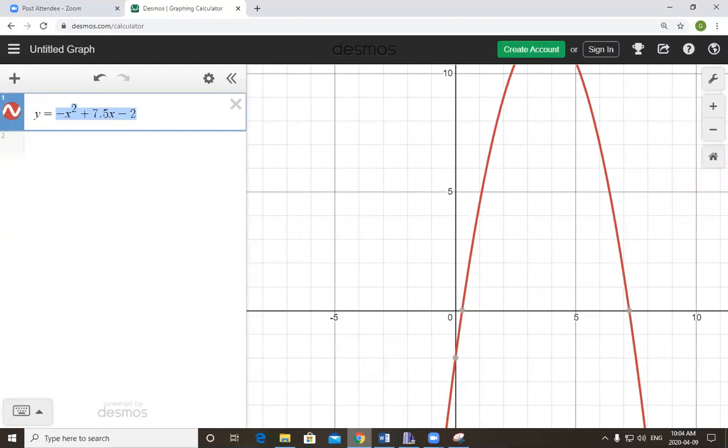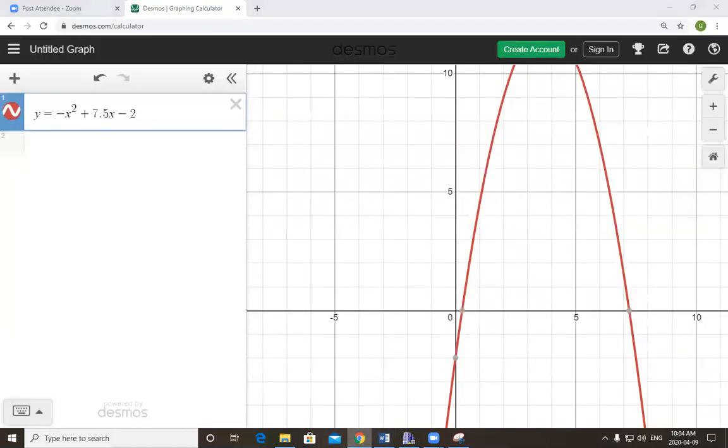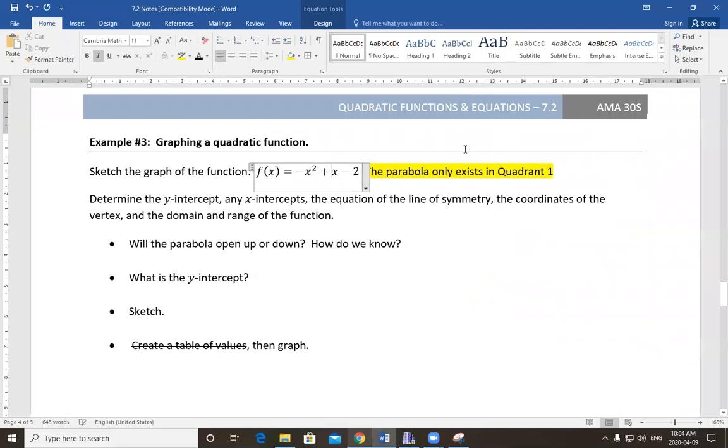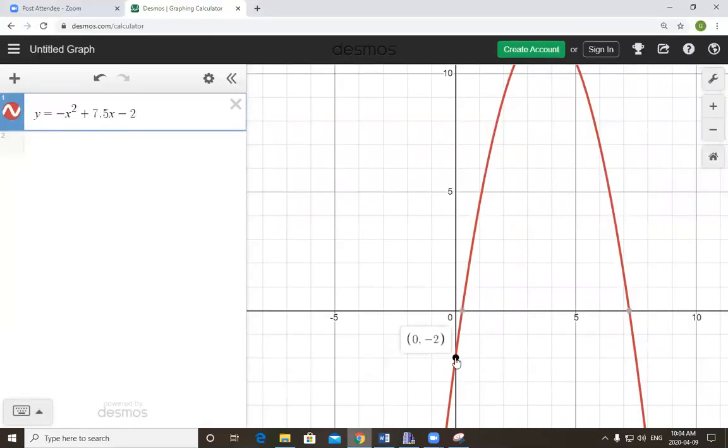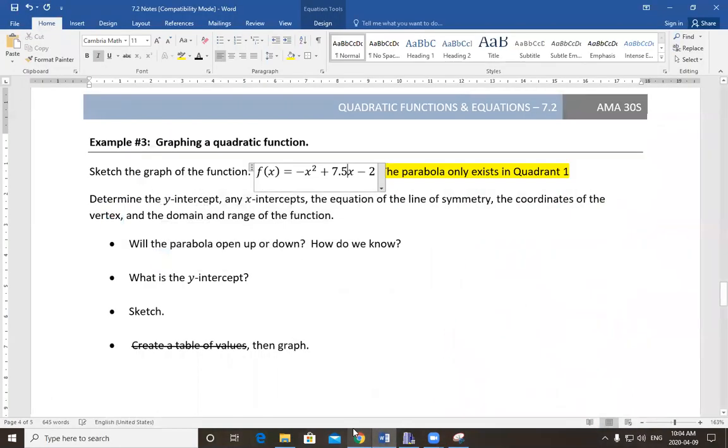I'm just changing this so it hangs out in quadrant 1. So negative x squared plus 7.5x minus 2. Let's go plus 2. Good. Just bear with me here, grade 11s. I want to make this more realistic for our applied, so plus 2. All right, now this parabola only exists in quadrant 1.